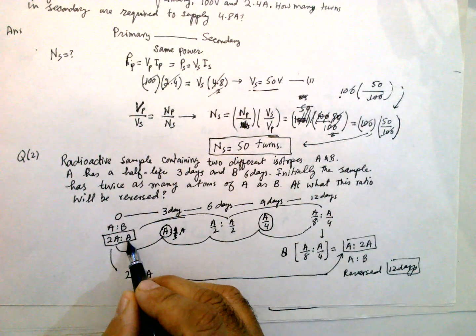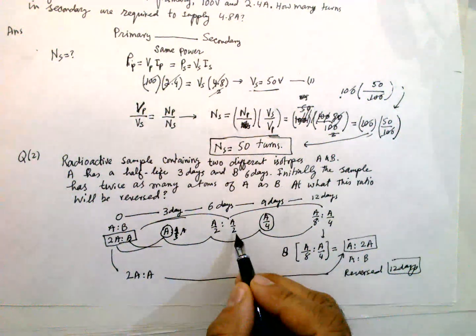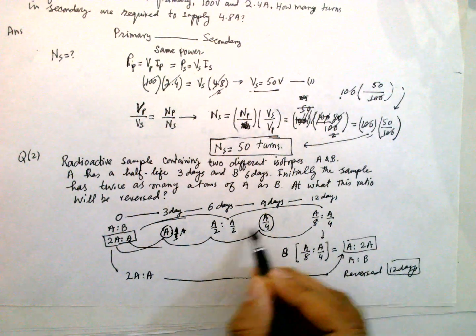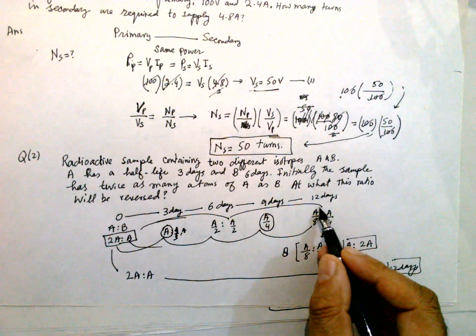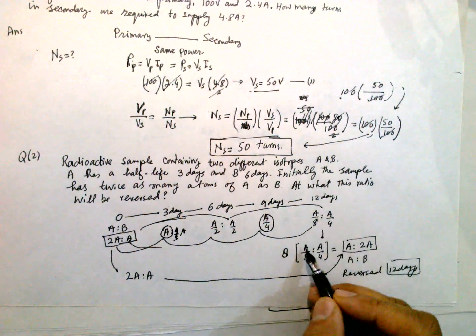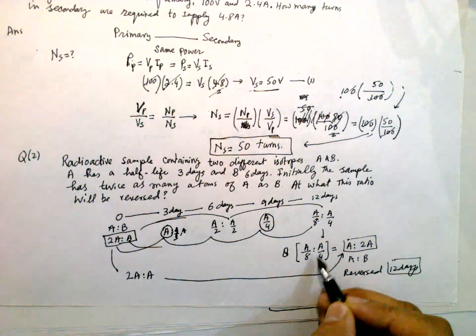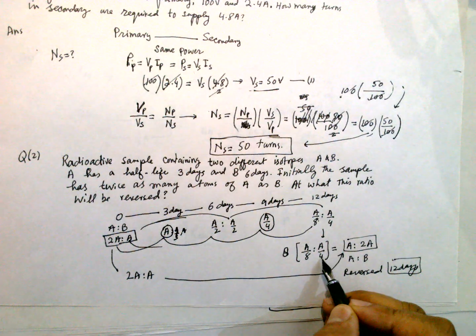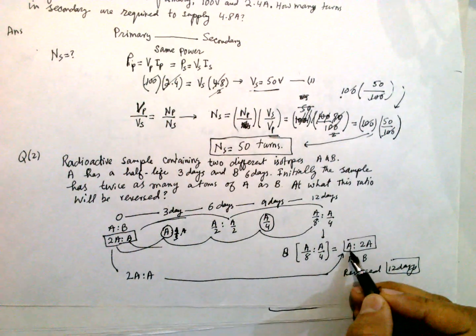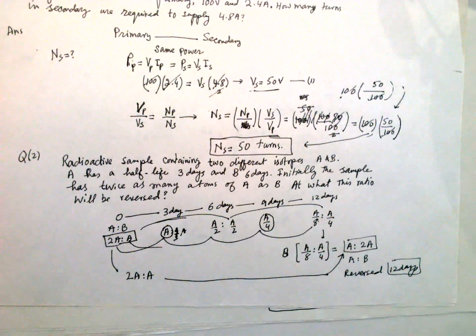And this one is 6 days. So after 6 days, it will be half, and at 12 days, it will be 4. So at 12 days, A by 8 and B by 4, multiplied by 8. So this will be reversed at 12 days.